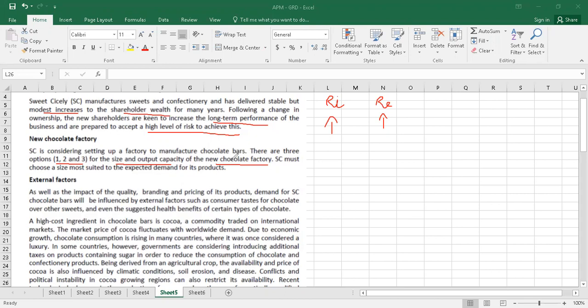So the first decision here is about building a chocolate factory, but there is no standard size as such. They have to choose among size 1, size 2, and size 3 models. Then we are also given certain other details about the external factors, as well as the impact of the quality, branding, and pricing of its products. Demand for SC chocolate bars will be influenced by external factors, so to build the factory, what factors are there?